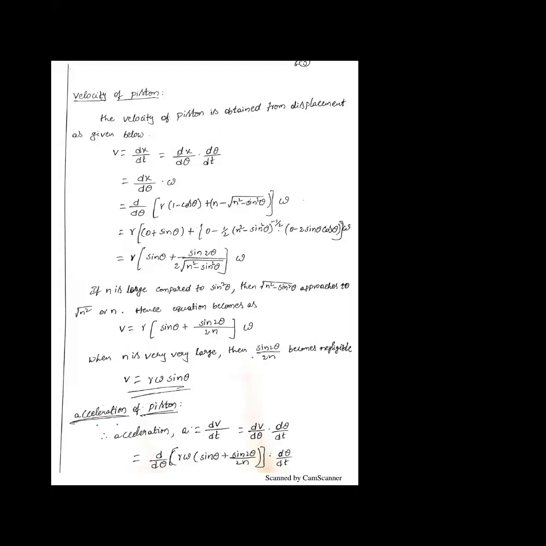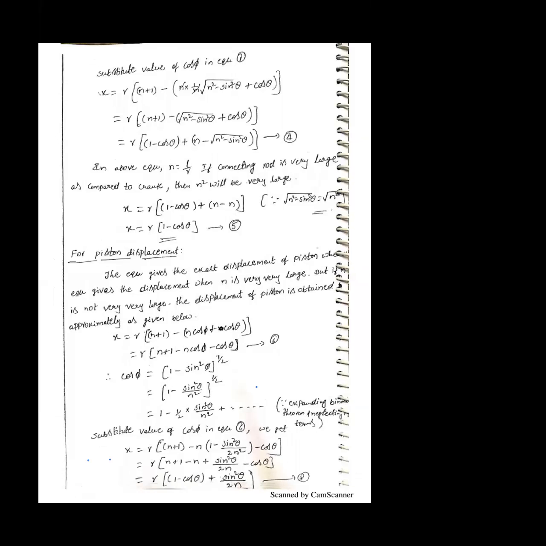Please ask me. In the piston displacement x value, there is n cos phi value, right sir? Are you observing my screen? Yes sir. So r into n plus 1 minus n cos phi plus cos theta.